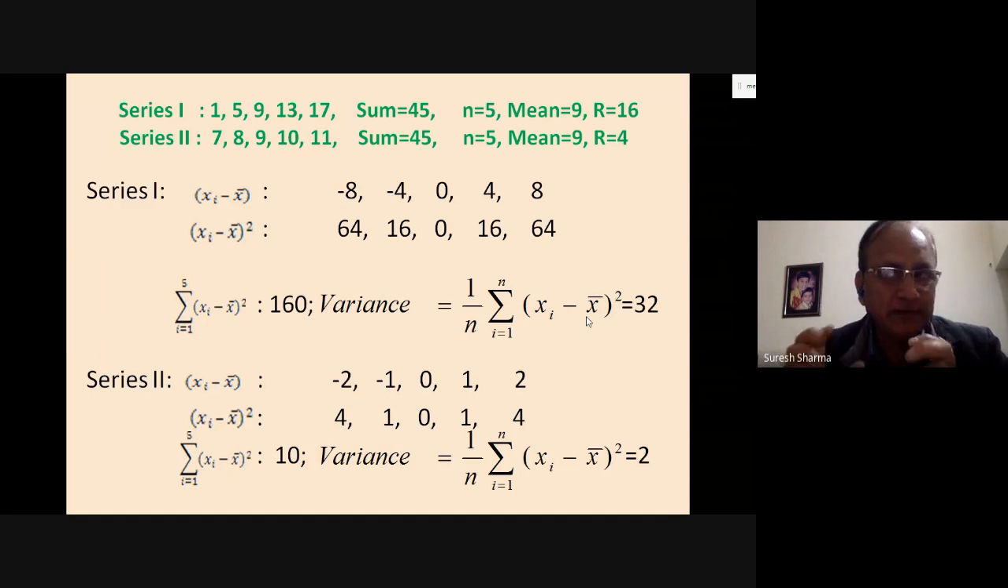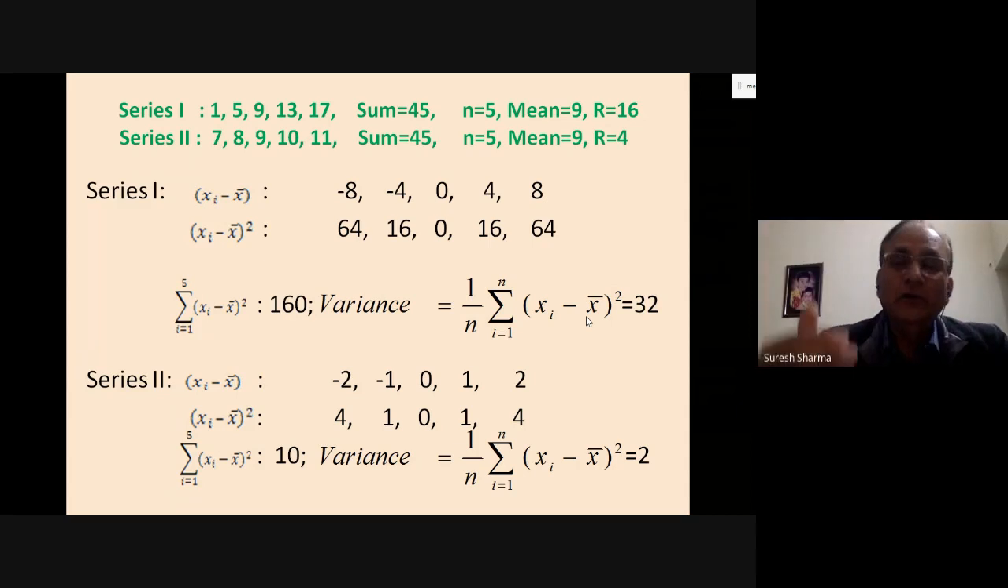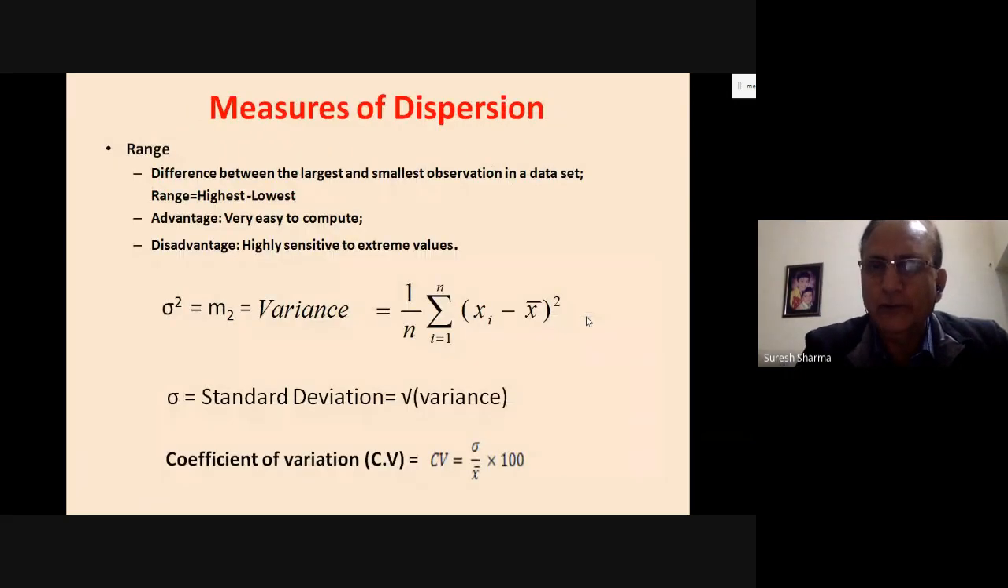So it's a correct answer. And if more and more variation is there, then you will get a higher and higher value of variance. That's why we look at this formula to compute variance. This formula you have learned in your 10th standard, and it is called the formula to compute variance or dispersion. Now, here the power is 2.